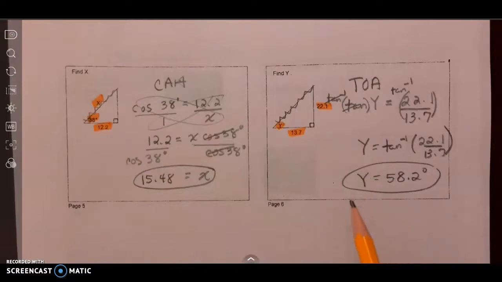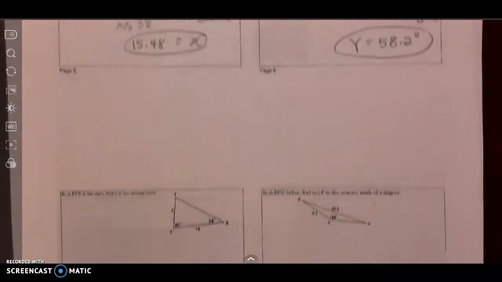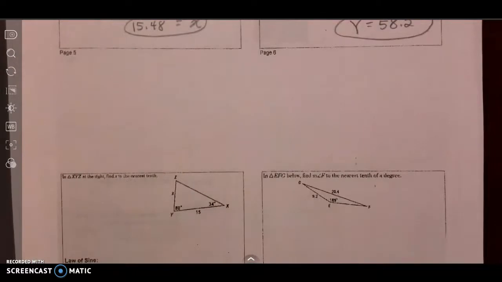Because what do you do if your triangle is not a right triangle? The trig ratios only work with right triangles. It's called right triangle trig. So what do you do when you don't have a right triangle? That's what we're going to look at now.